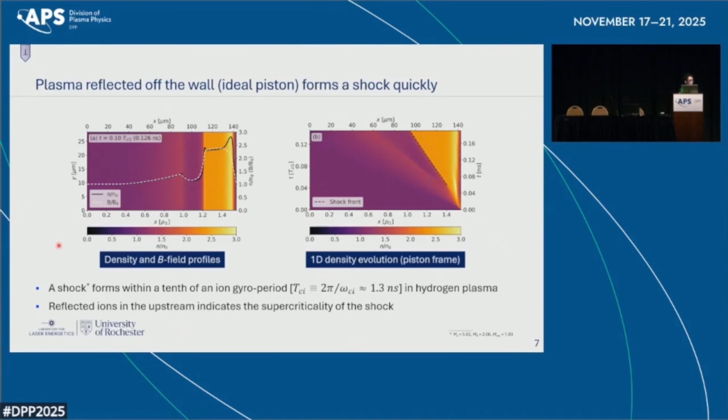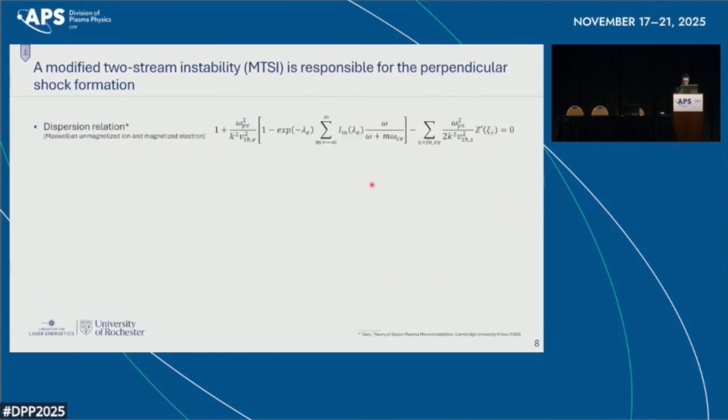Here I'm plotting the 2D density profile, and the y-averaged density and B field profiles on the left. The plot on the right-hand side is the 1D density evolution. We can see some reflected ions here in the upstream, and we can also see a shadow over here. This reflected ion population in the upstream indicates we have a supercritical shock.